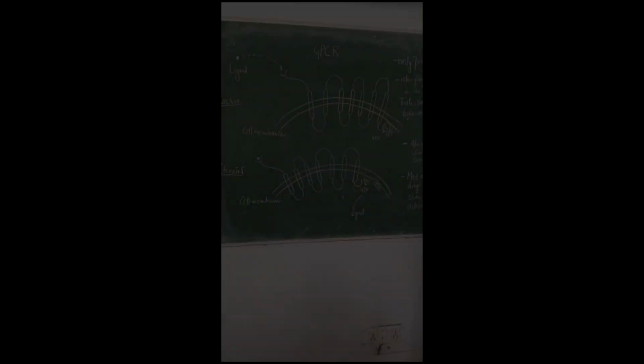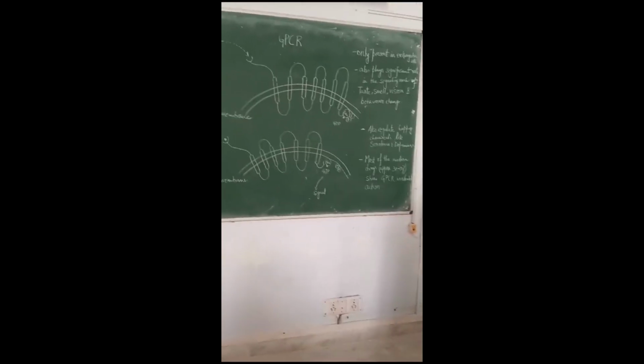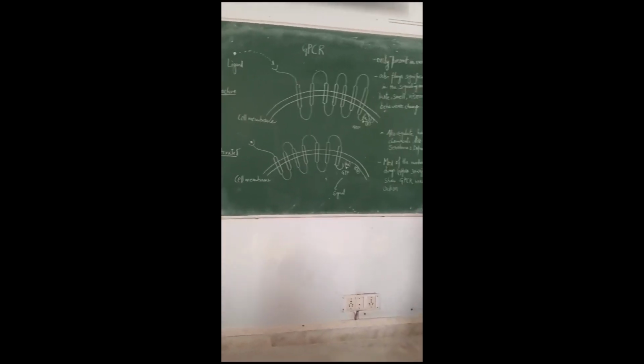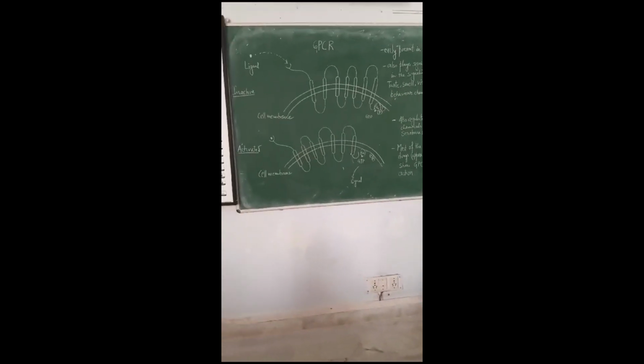That's it. Activated G protein after dissociation into alpha and beta gamma subunits follows two pathways. First pathway is known as cyclic AMP pathway and second pathway is known as IP3 pathway.